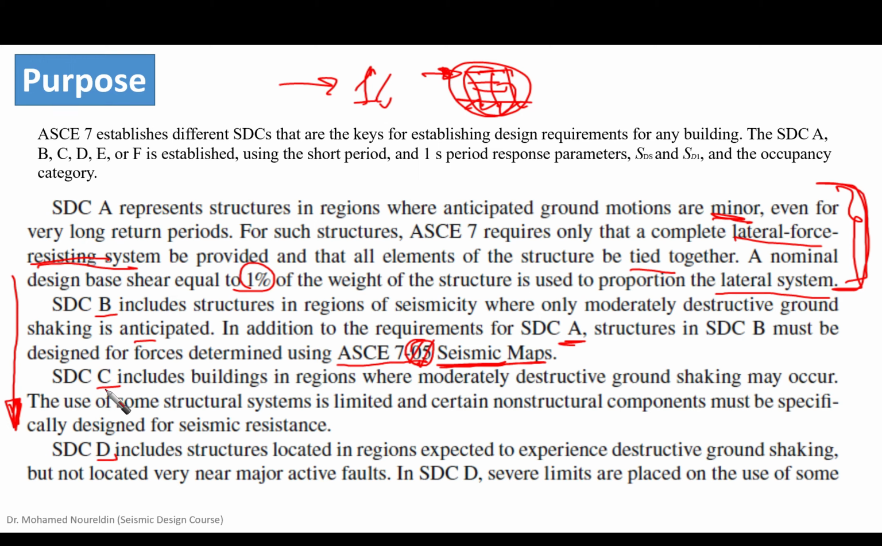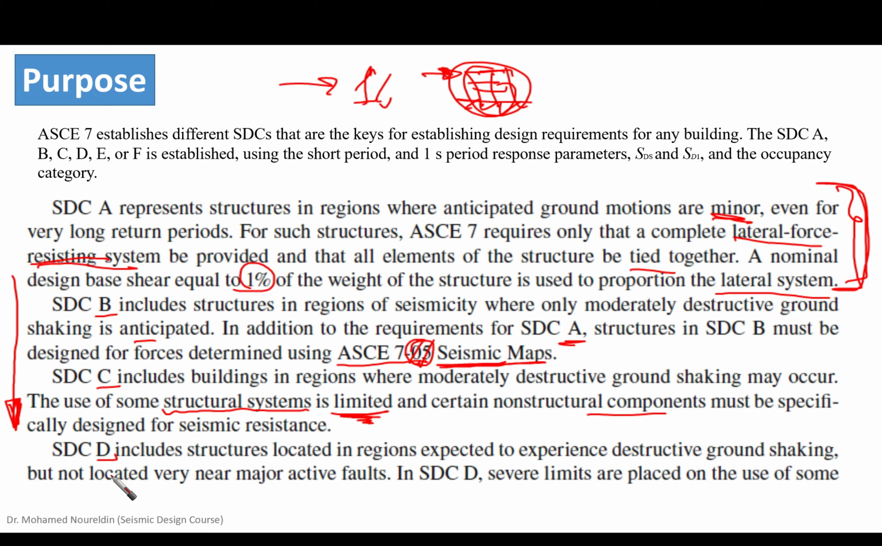And SDC C includes buildings in regions where moderately destructive ground shaking may occur. The use of some structure systems is limited. Here, some lateral resisting systems are going to be limited. Not all lateral resisting systems are available for us. And certain nonstructural components must be specifically designed for seismic resistance. So now we go more and more stringent.